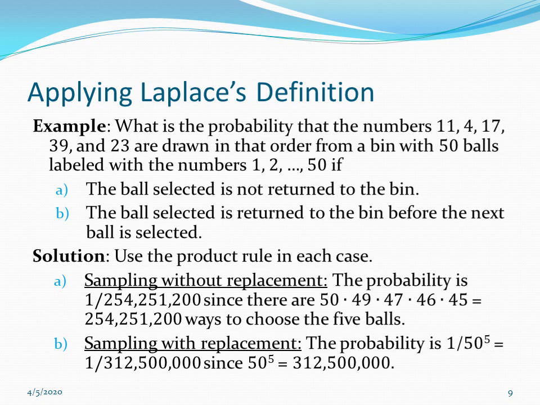ball. Well, in this case, the number of ways to select the 5 balls is 50 multiplied by itself 5 times, or 50 raised to the power 5. The probability in this case is 1 divided by 50 raised to the power 5, or 1 divided by 312,500,000.